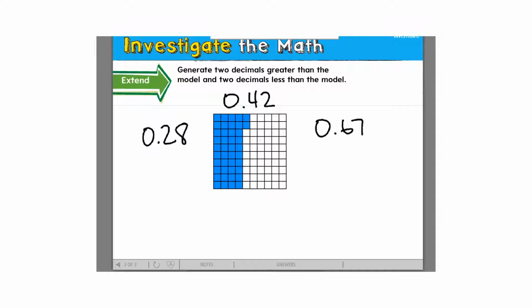So really, aren't there like 41 different answers for the smaller than? Because you could put 1 over 100, 2 over 100, 3 over 100, 4 over 100, all the way up to 41 over 100 and it would be smaller than 42 hundredths.